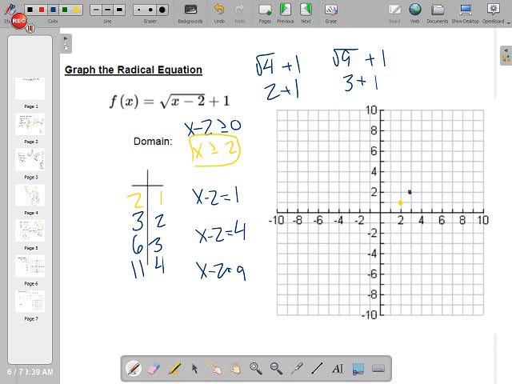1, 2, 3, positive 2. 6, 3, and 11's a little bit off the page, but I'll make it work like that. And when you draw it, it should look like half of a parabola. And you should remember from family of functions that x minus 2 makes the function go right 2, and plus 1 on the outside makes the function go up 1. So this has gone right 2, up 1 from the original parent function, the square root of x, and I can see that because my first point was at 2, 1.